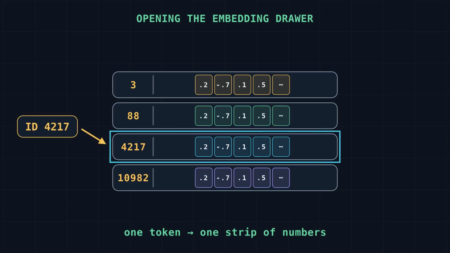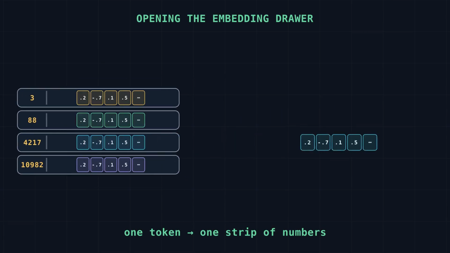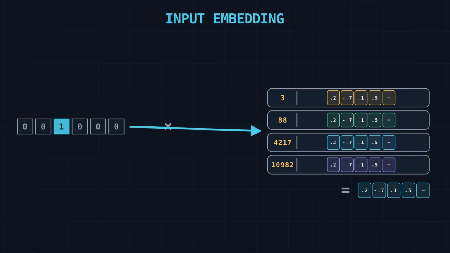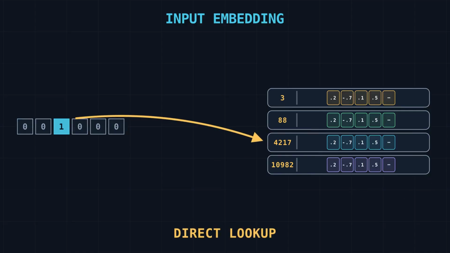When token ID 4217 arrives, the model opens drawer 4217 and pulls out that row. The row might contain hundreds or thousands of values, depending on the model. That row is the token's input embedding. Mathematically, multiplying the giant one-hot vector by the embedding table selects the same row. Real implementations normally skip the giant wall and perform the lookup directly.